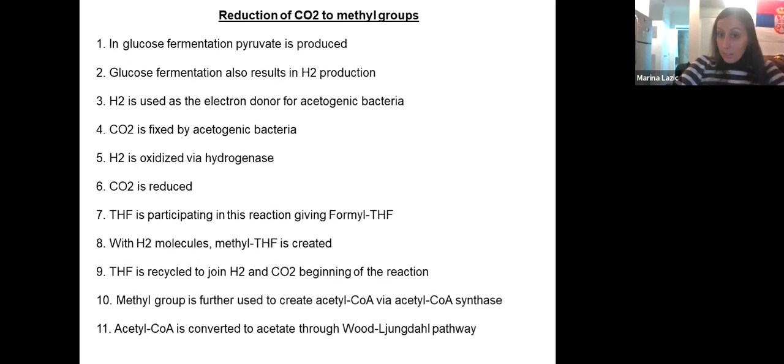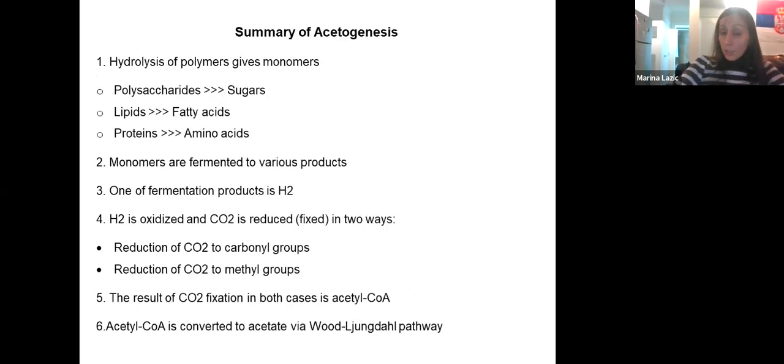In summary, in acetogenesis, let's see, what's the first step? So we have breaking down or hydrolysis of some polymers, and that hydrolysis gives monomers. So you break down polysaccharides and you get sugars. If you break down lipids, you get fatty acids, or you break down proteins, you get amino acids. Now, those monomers get fermented. So it doesn't have to be only glucose. It can be any of those monomers.